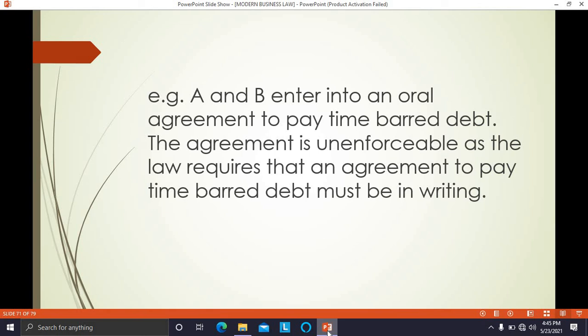So these are the 6 types of agreements, 6 types of contracts. The classification is made on the basis of enforceability.